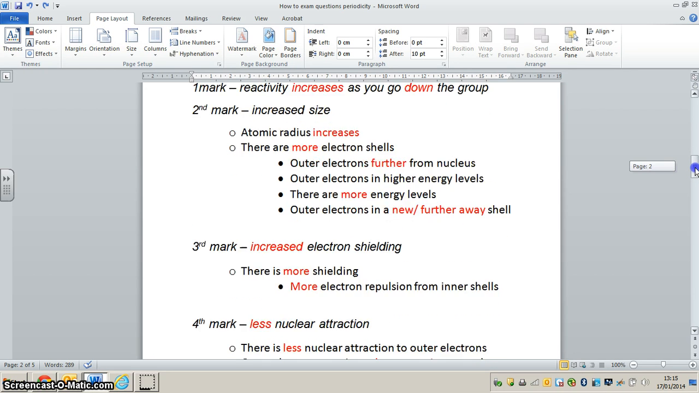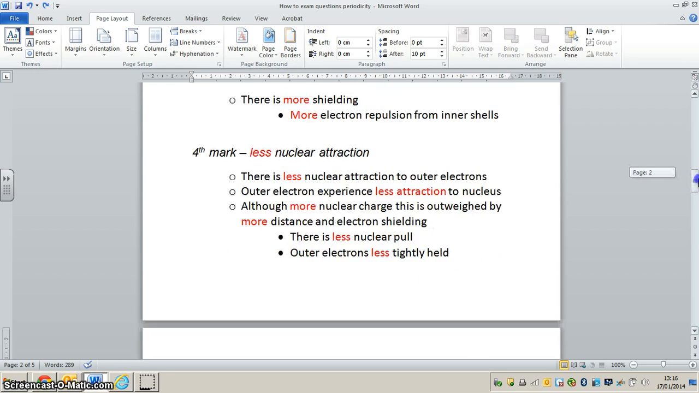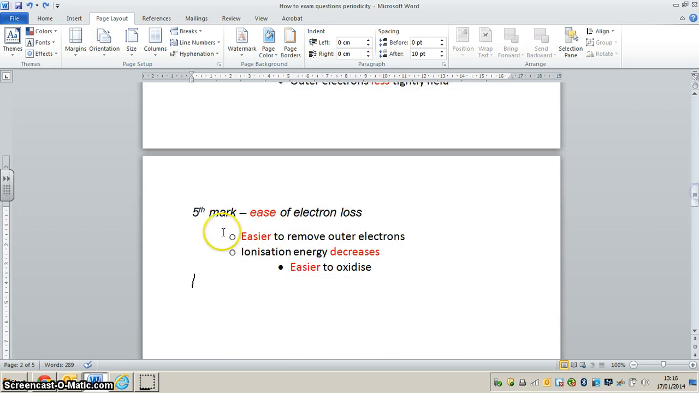Additionally, because the outer electron shell is further from the nucleus, there is less nuclear attraction to the outer electrons, which means the outer electrons are easily lost. It is easier to remove the outer electrons, which means it is more reactive with chlorine.